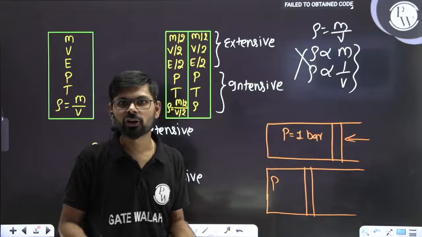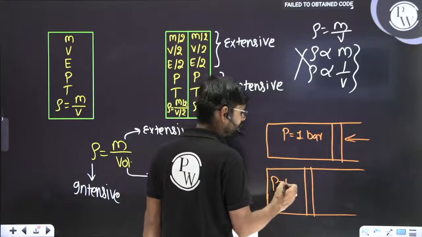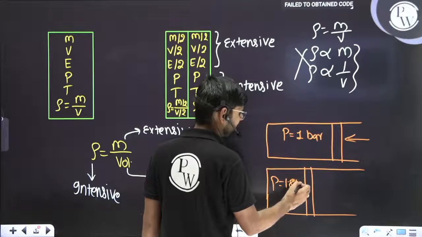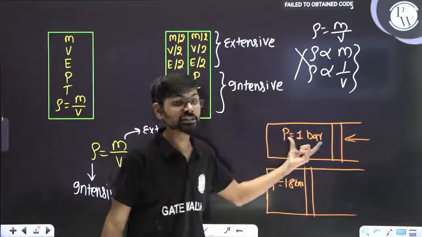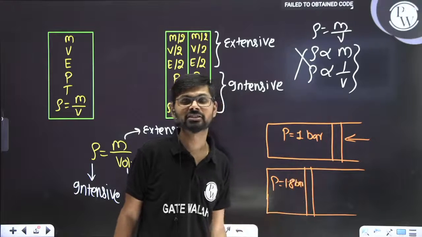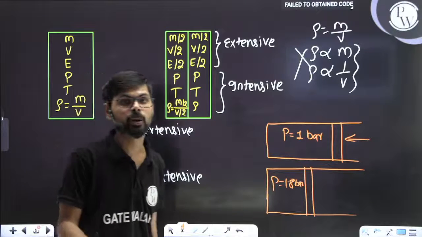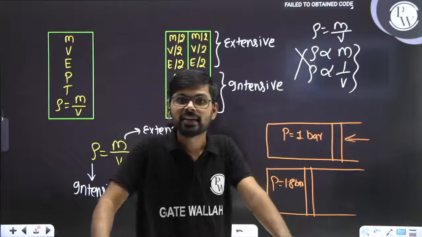Pressure will increase or not? Yes sir, pressure is increasing. Now here pressure may be 1.8 bar, just a random value I am taking. So earlier pressure was 1 bar. When I decrease the size, then pressure is increasing. It seems like pressure is an extensive property, because pressure is dependent upon the size of the system.